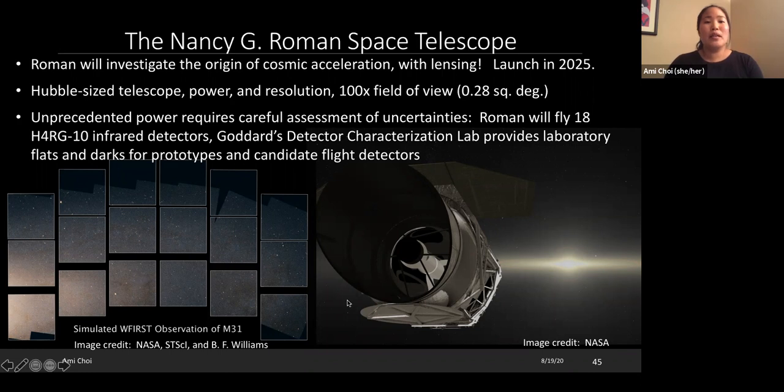And because this mission will be so powerful statistically, we'll need to very carefully figure out any potential systematics. And in particular, that means vetting these detectors carefully to do a lensing analysis. And we can do that using laboratory flats and darks for prototype and candidate flight detectors. And these come from Goddard's Detector Characterization Lab.